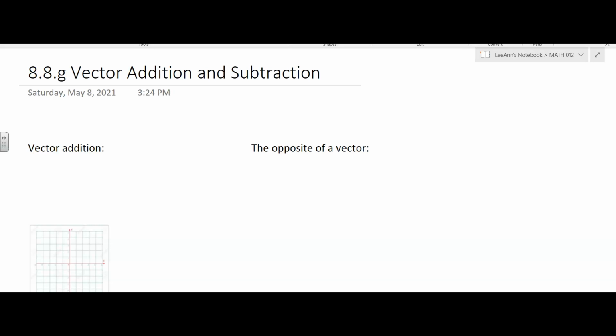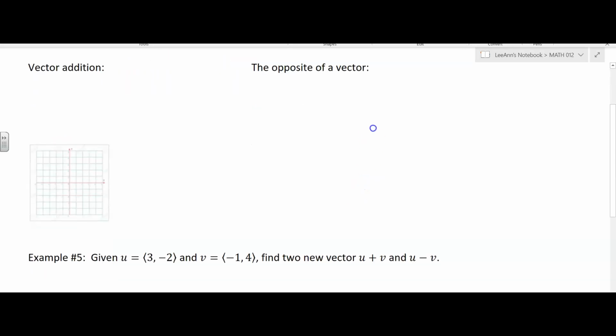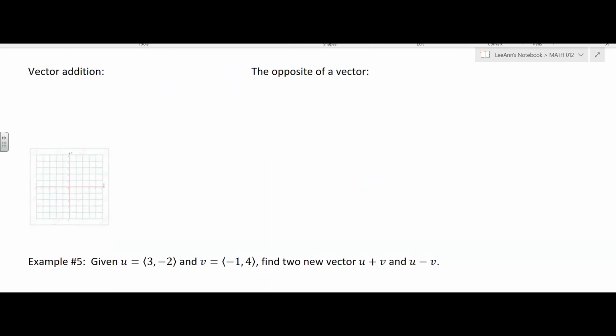Okay, so in this video, we're going to talk about vector addition and subtraction. For vector addition, say you have a vector, maybe one going like this, and then maybe you have another vector going, I don't know, like this. And then you're going to add them. We say we add them tip to tail. So I always remember that.